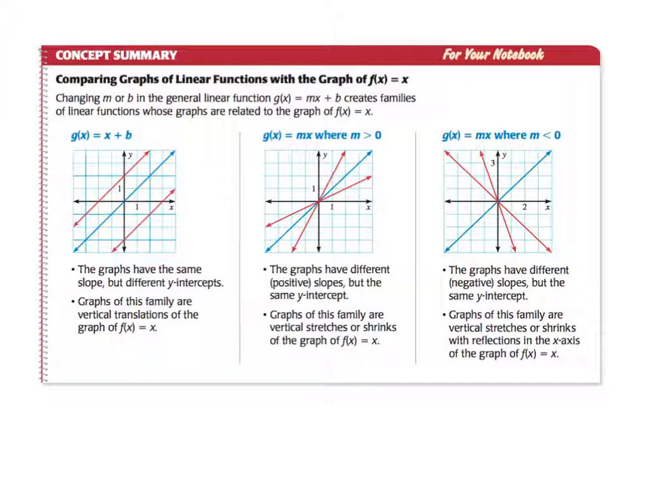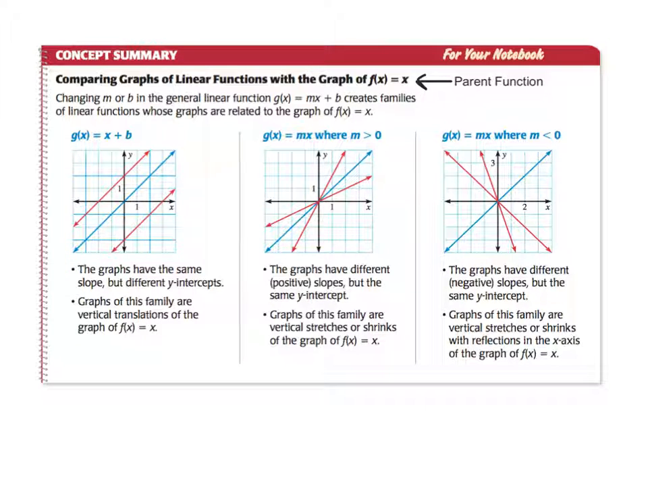This last slide is just a graphic, again, that I stole from the book. I just took a screenshot of your textbook where they are comparing graphs of linear functions with the graph of f of x equals x. Now remember, that is the parent function. It says changing m or b in the general linear function g of x equals mx plus b creates families of linear functions whose graphs are related to the graph of f of x equals x, which is what we've been talking about.